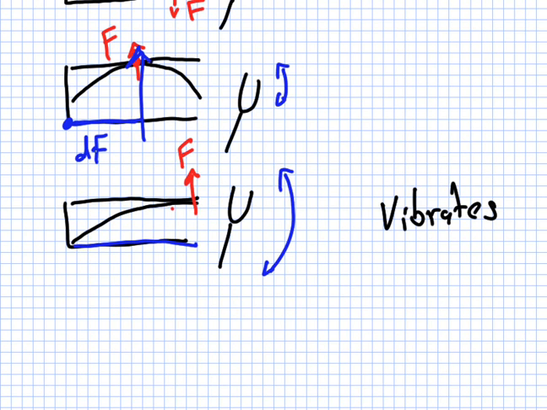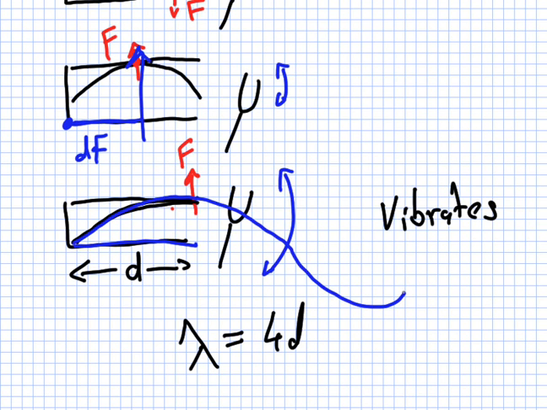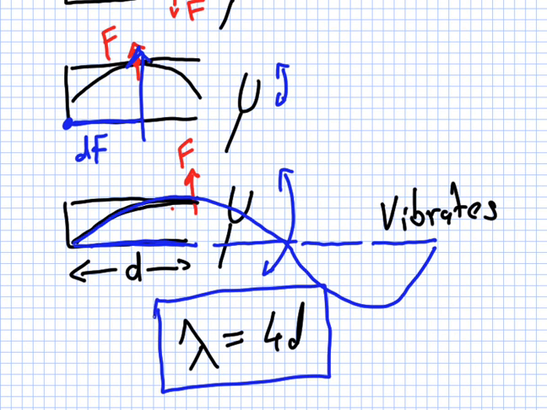So let me call the distance here d. Who can tell me what the wavelength is if I know that this distance here is d? How many d's is it? 4. Because if you finish drawing the wave, it goes like this, then it goes down and back up. So you have 1, 2, 3, 4. So this is the first formula for today.